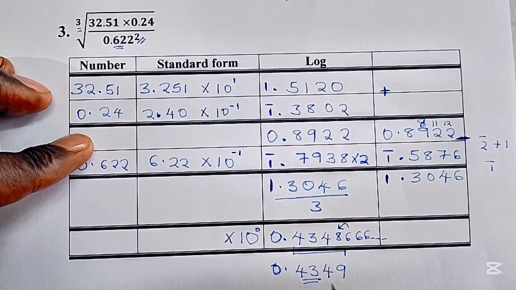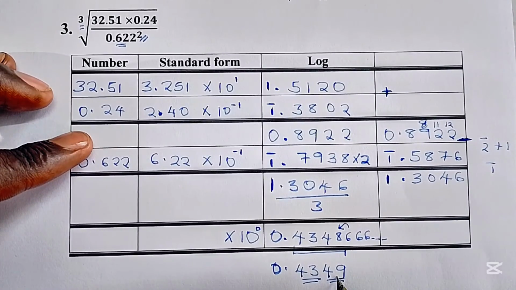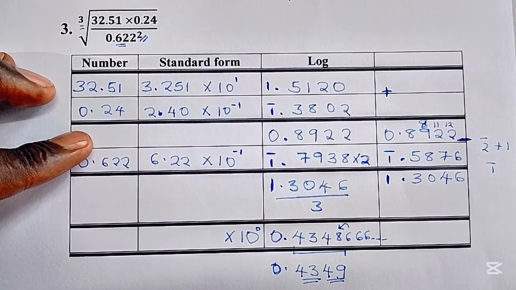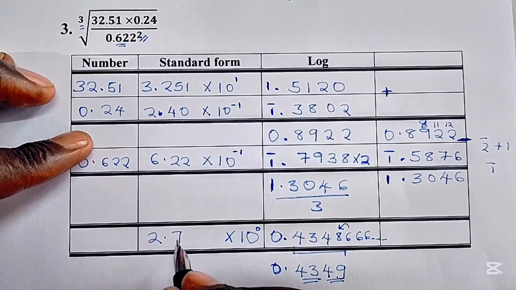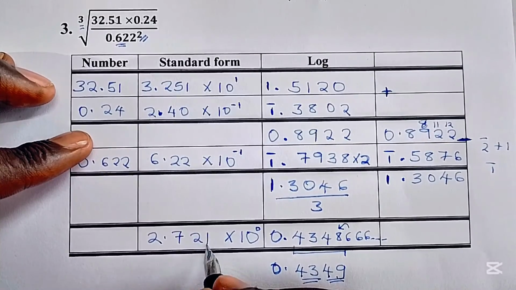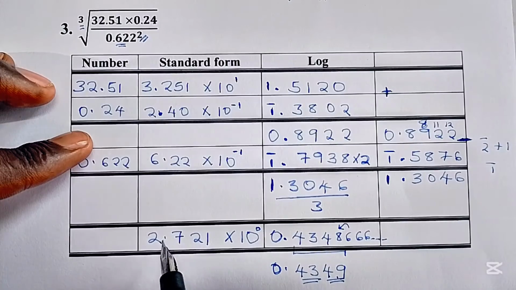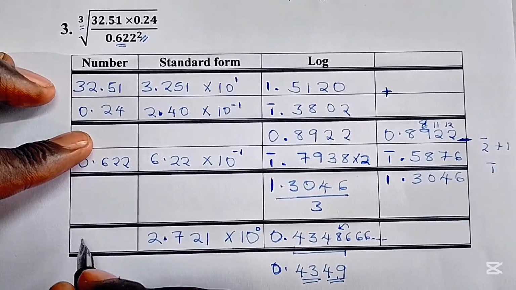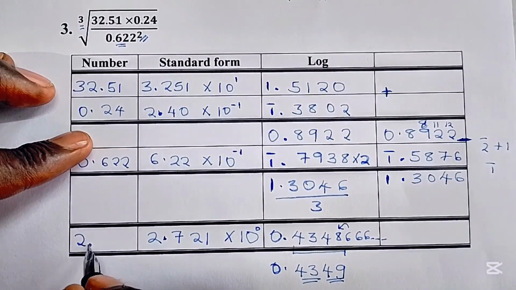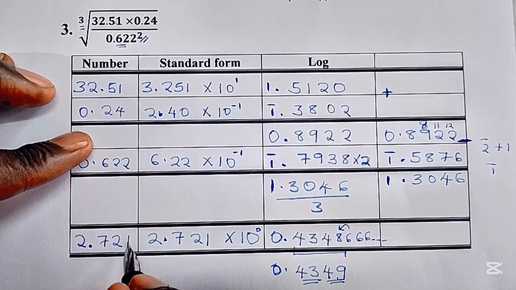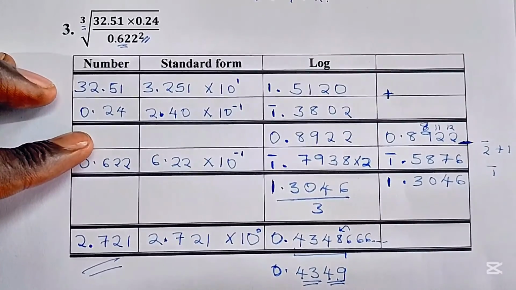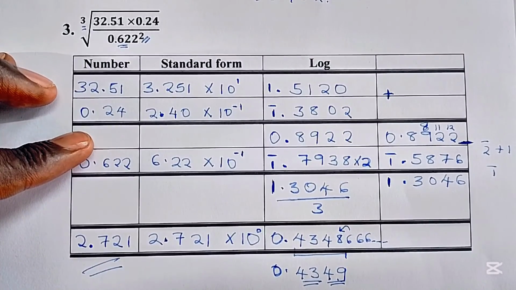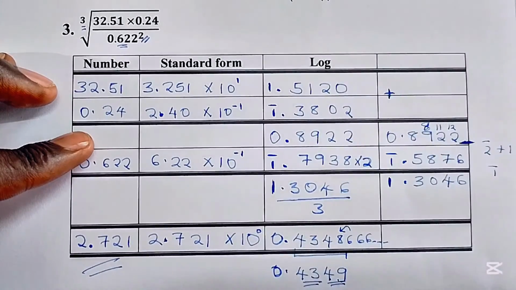Now, our characteristic is 0, so it is times 10 raised to the power of 0. Then look for the antilog of 43 in the column of 4, then add what's in the column of 9. You get it is 2.721. So 2.721 multiplied by 10 raised to the power of 0, that's like multiplied by 1, it remains to be 2.721. So this one is the answer to this particular question that you have.